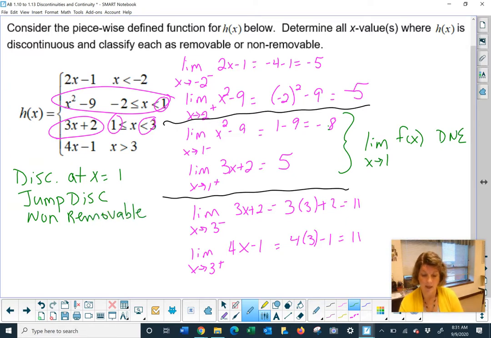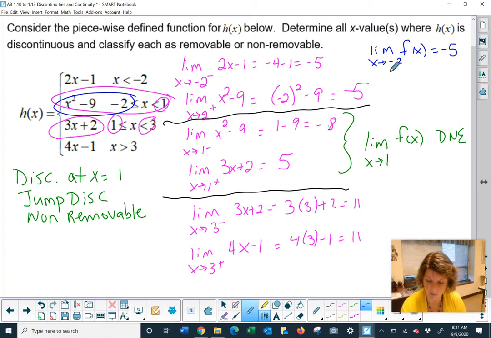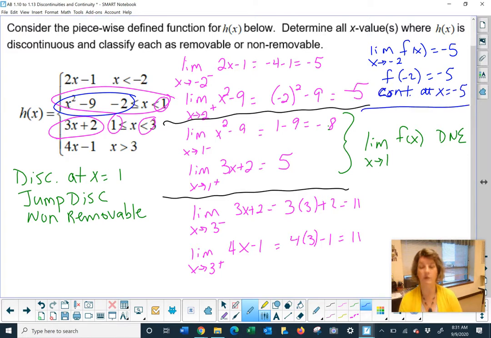Okay. For the first part of this analysis, the limit as x approaches -2 of f of x was equal to -5, and the function's value, f of -2, is -5, so it is continuous at x equals -2. All right, what about our very last thing?